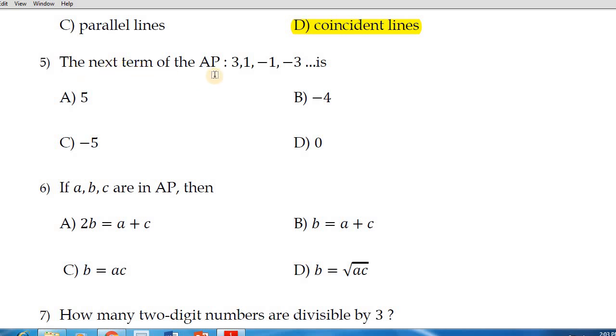Next question. The next term of the AP 3, 1, minus 1, minus 3, and so on is. So how do you find the next term here? First, find the common difference. So 1 minus 3 you will do, so you will get minus 2. So minus 2 added to this minus 3, which is your fourth term, for minus 3 you want to add minus 2. So we'll get minus 5. So here the correct option is C.